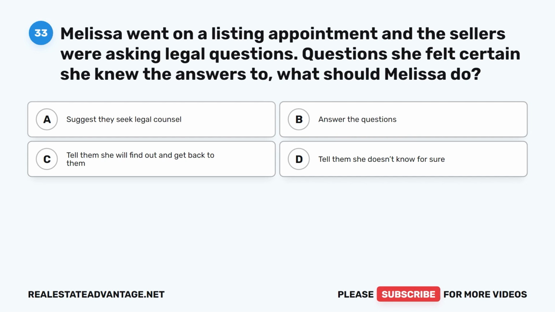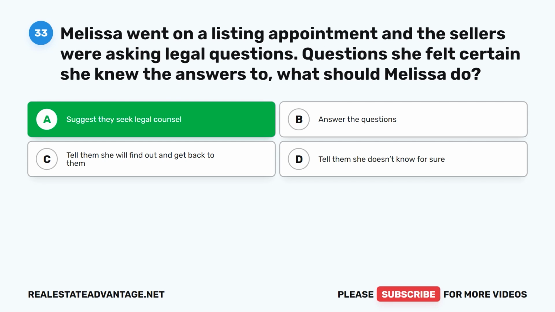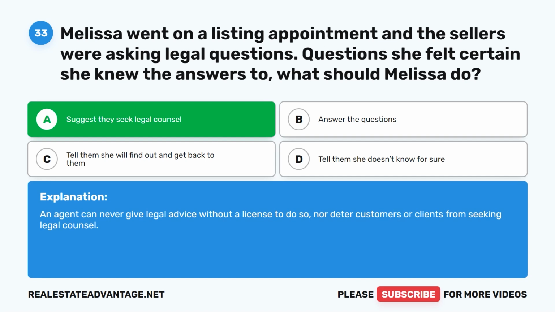Question 33. Melissa went on a listing appointment, and the sellers were asking legal questions. Questions she felt certain she knew the answers to. What should Melissa do? A. Suggest they seek legal counsel. B. Answer the questions. C. Tell them she will find out and get back to them. D. Tell them she doesn't know for sure. The correct answer is A. Suggest they seek legal counsel. An agent can never give legal advice without a license to do so, nor deter customers or clients from seeking legal counsel.